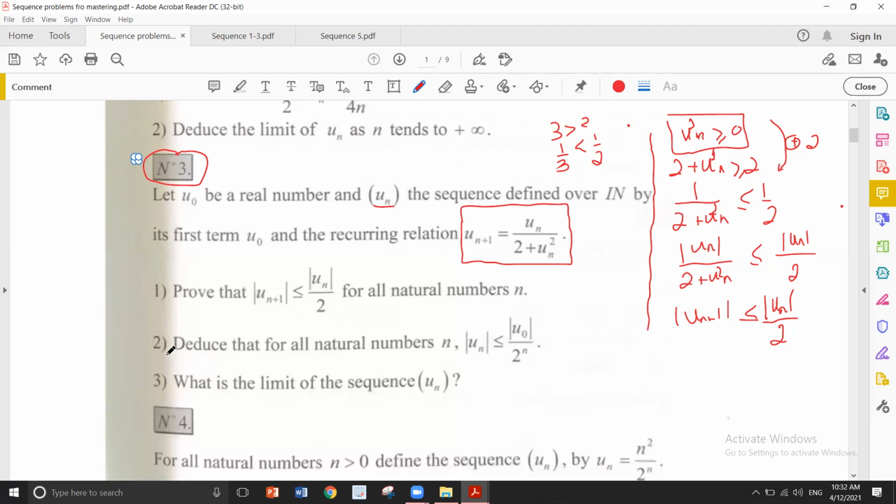Okay, part 2. Deduce that for all natural numbers, absolute value of UN is less than or equal to U0 over 2 to the power n. How to prove this? By which method? I use mathematical induction.